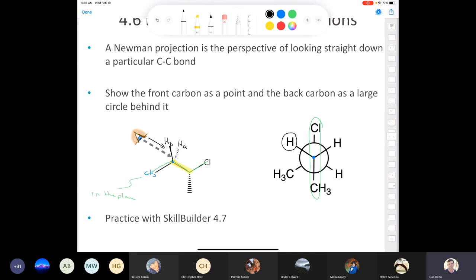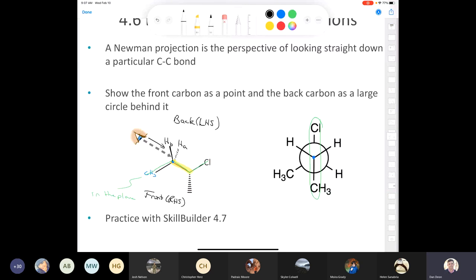Anybody manipulating that in their mind? HB? No, it's not HB, it would be HA. The reason why is because the viewer is looking down here. Anything that's going in the back would be on the left-hand side, okay? Anything that's coming out in front would be on the right-hand side, okay?